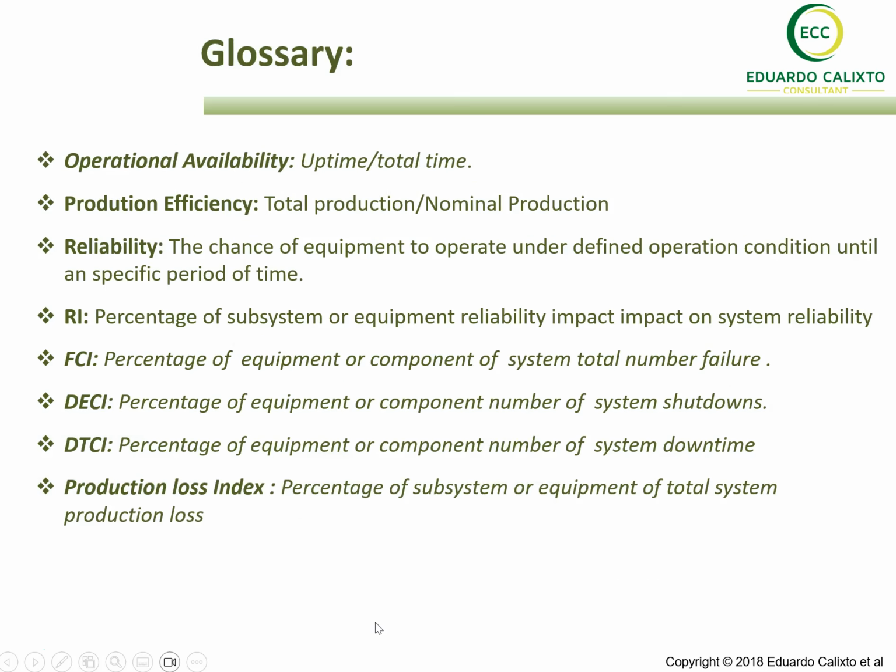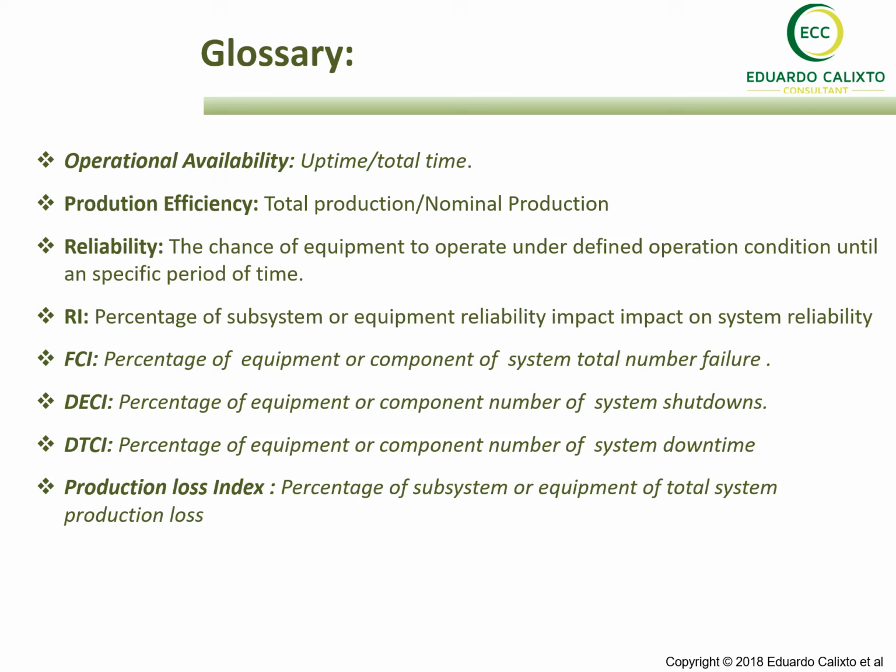In order to have a better understanding of the concepts that I introduce during the presentation, please take a look at this glossary that explains the main concepts. Operation availability is uptime divided by total time. Production efficiency means total production divided by nominal production.